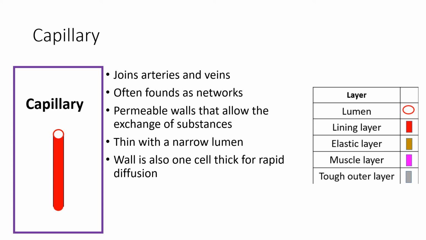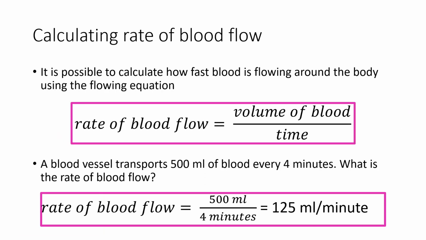To maximize the rate at which diffusion occurs, it has a very, very thin, narrow lumen, which means it has a large surface area compared to its volume. It also has walls that are 1 cell thick, which means it has a very short diffusion pathway. Again, these things contribute to a high rate of diffusion or exchange of substances at the capillary.